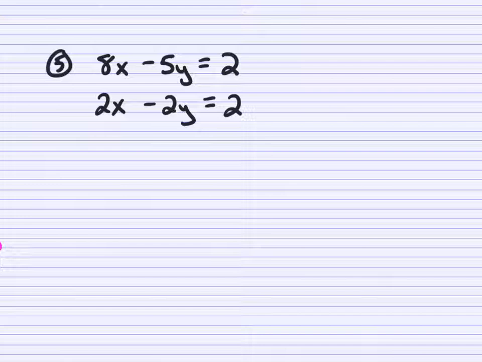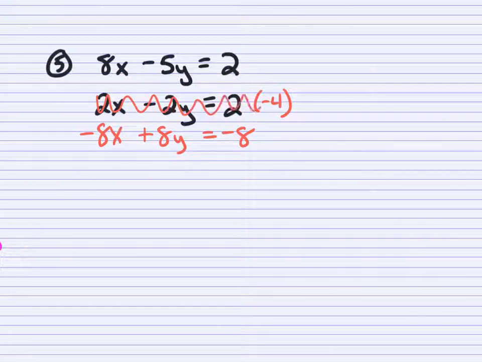We don't have opposites, so I'm going to look at the x's. We have positive 8x. I need a negative 8x to cancel it out. So I'm going to multiply the bottom one by negative 4 so that I can get opposites. Negative 4 times 2x is negative 8x. Negative 4 times negative 2y is positive 8y. Negative 4 times 2 is negative 8. And again, after I multiply it, I scribble it out so I'm not looking at it anymore.